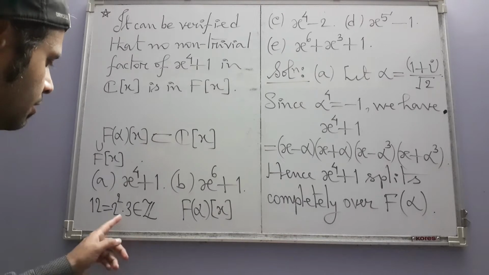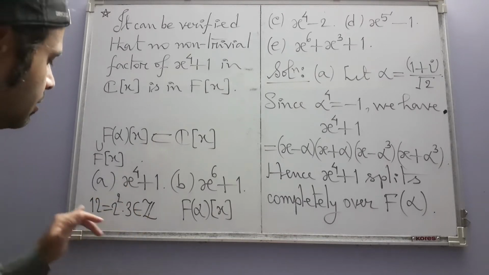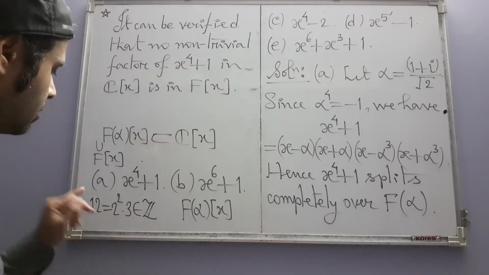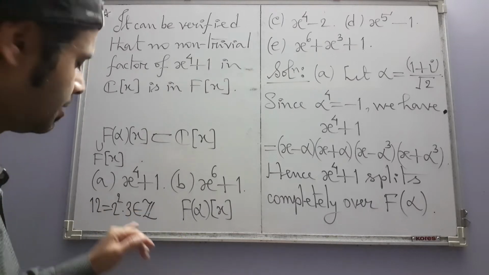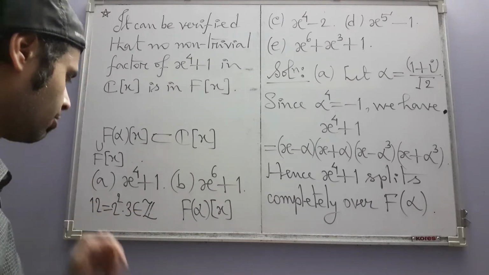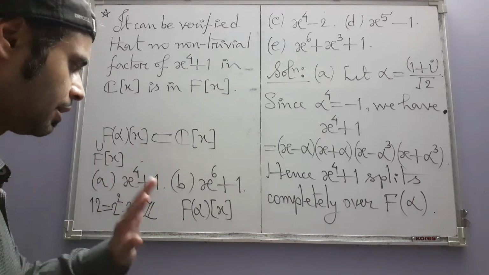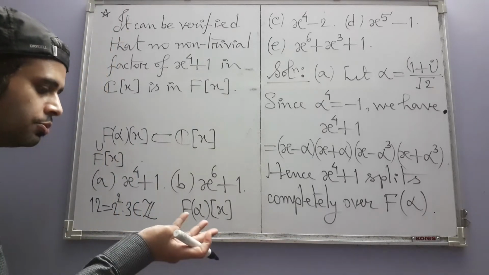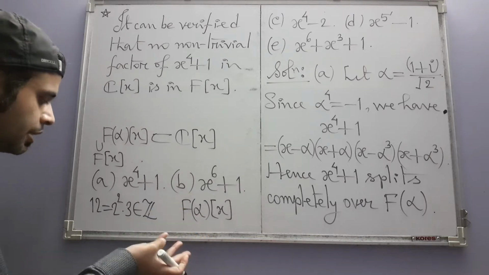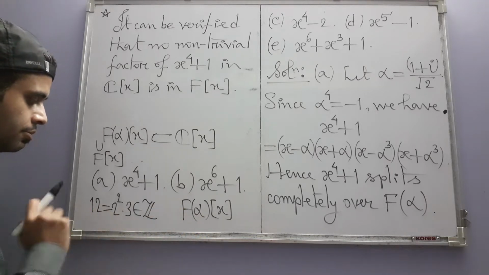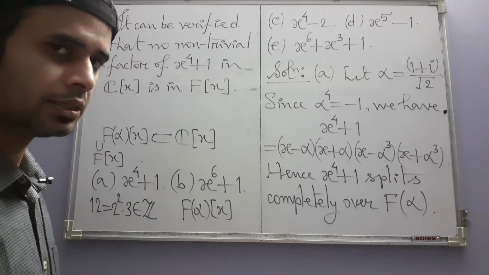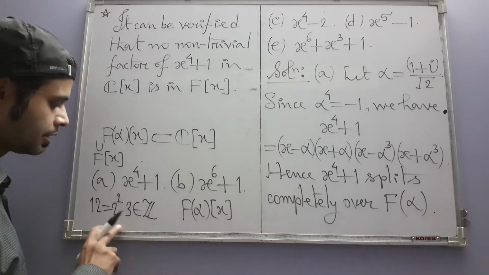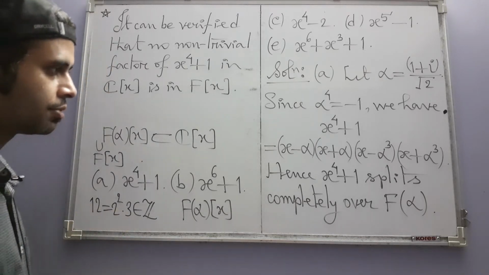That is because, you see, by the way, what are the non-trivial factors of 12? By non-trivial I mean neither 1 nor 12, neglecting the minus things. 2, 3, 6, 4, such things, right? So they are the non-trivial factors of 12.